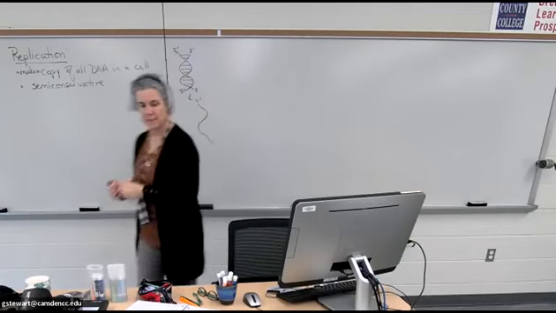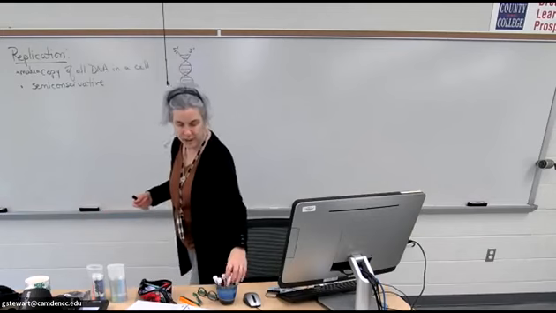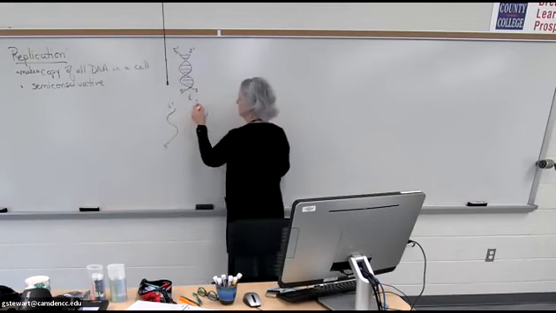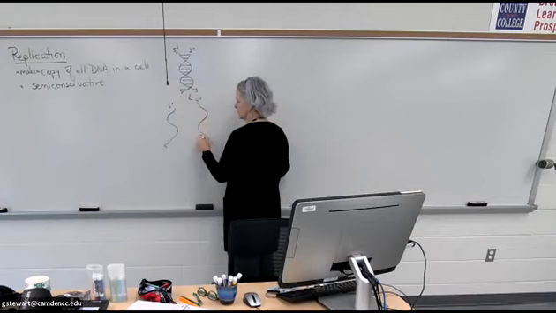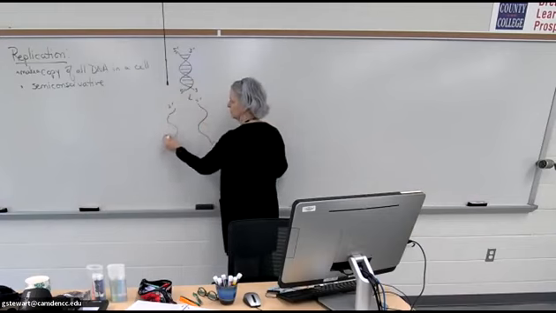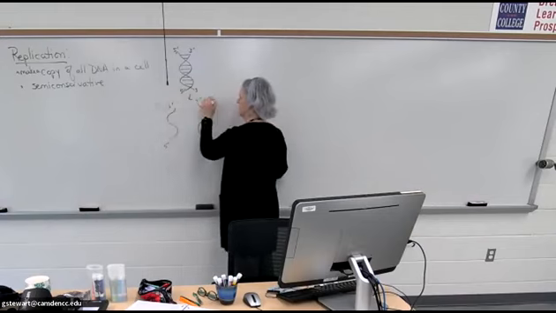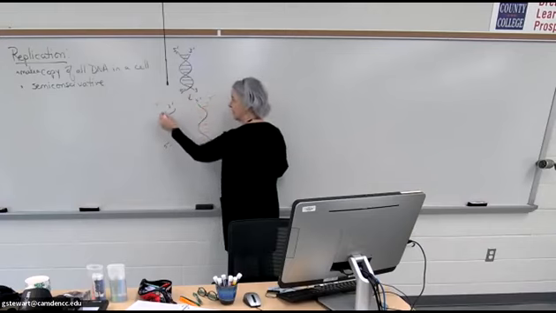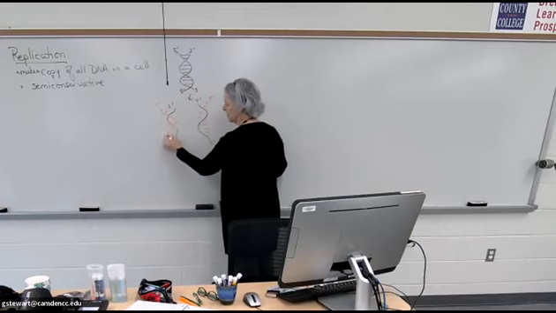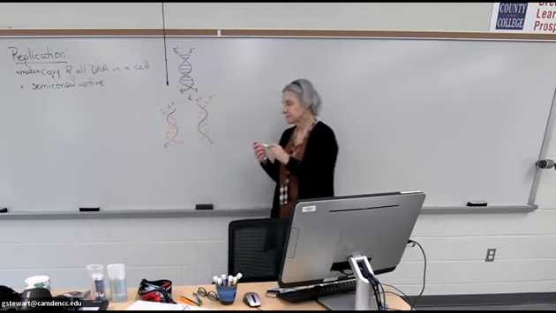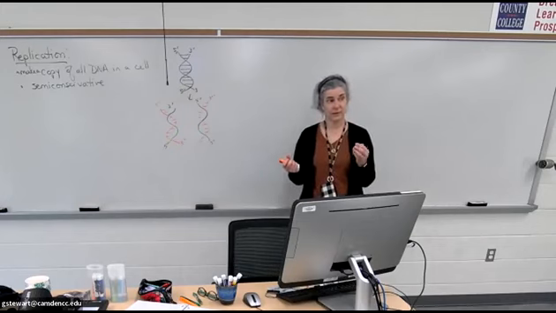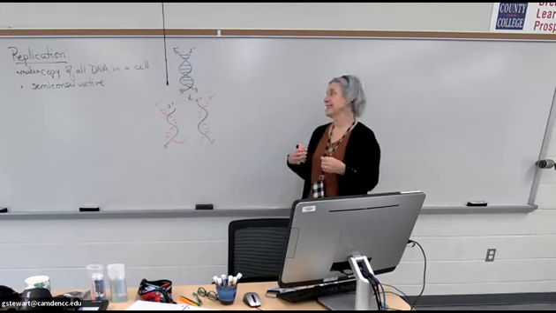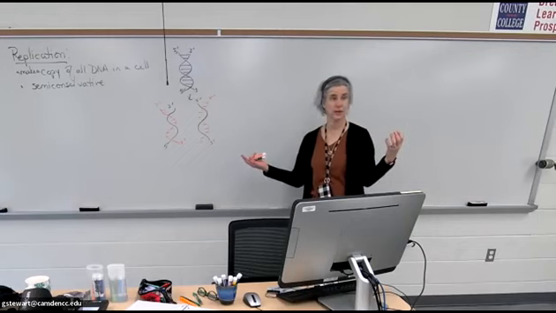Each of them is going to get a complementary strand. Let's make it orange so we can see it. So where there was an A, the new strand is going to have a T. Where there was a G, the new strand is going to have a C. That's why it's semi-conservative, because half is partially conserved.